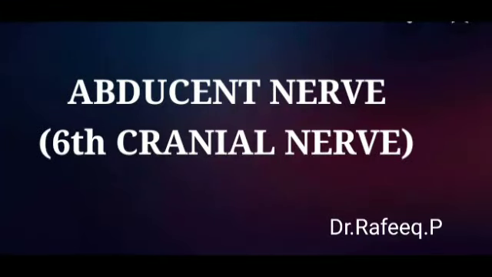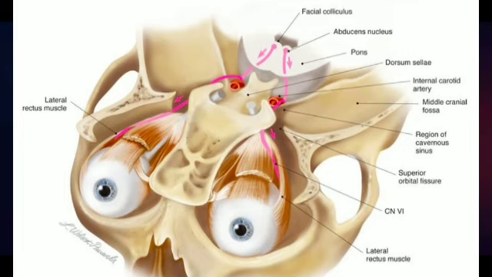Hello everyone. Let us learn the anatomy of the sixth cranial nerve, that is the abducent nerve. The abducent nerve supplies a muscle called the lateral rectus muscle of the eyeball.